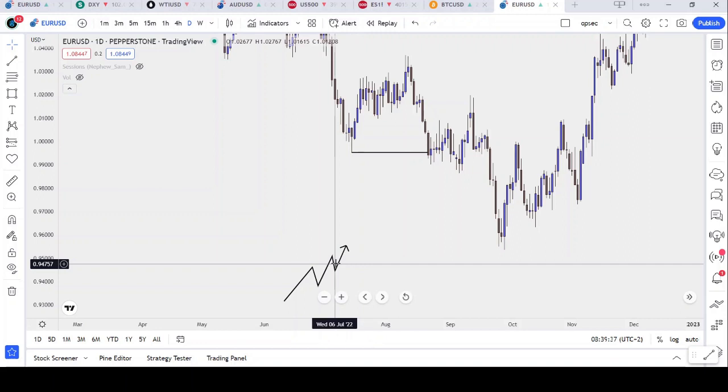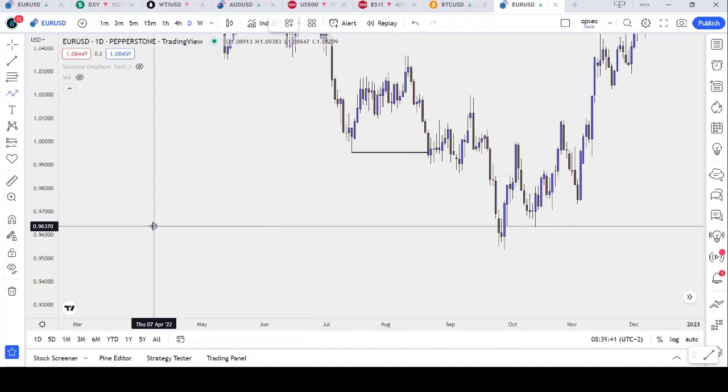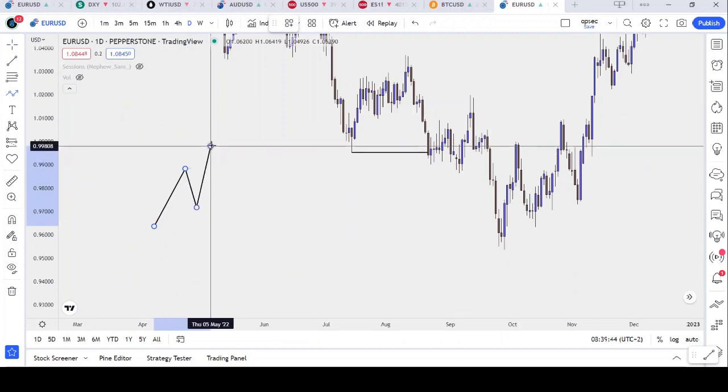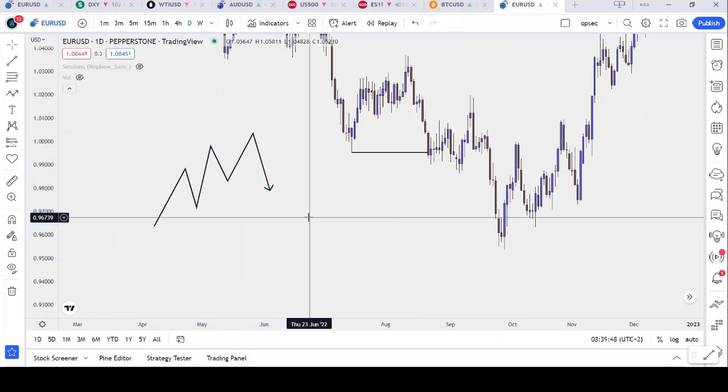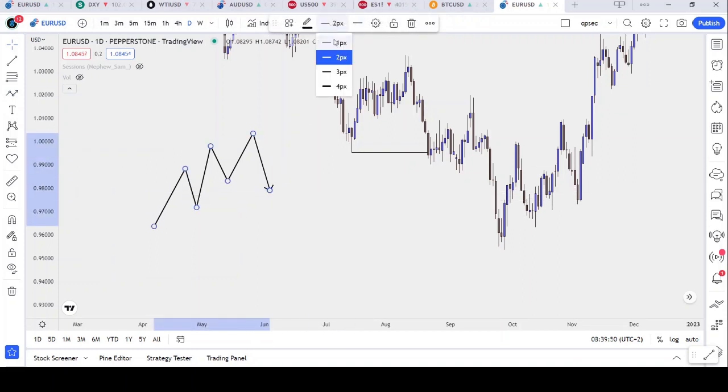That's rectangle done. Path, the way you use a path, you click once, you click again, you click again, you click again, and it will continue. And then when you want to stop, you double click. Okay, that's path done. You can mess around with that as well.